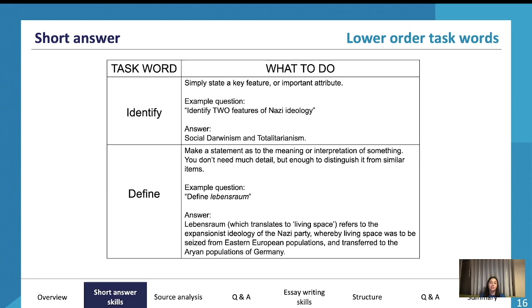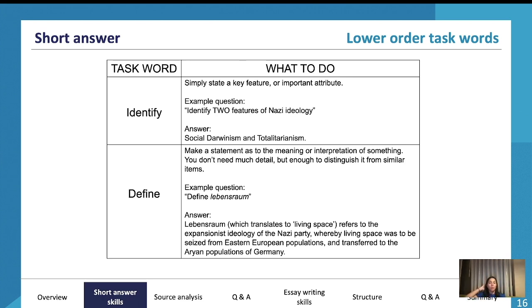For example, identify is just simply stating the key feature. So if you got the question, identify 2 features of Nazi ideology: social Darwinism and totalitarianism. They'll give you 2 lines, but you don't have to write social Darwinism and a definition, or totalitarianism and a definition. Because if they wanted you to define it, they'd give you a question like here, and another task word is define. So it's not necessary. It's completely up to you how much you write.